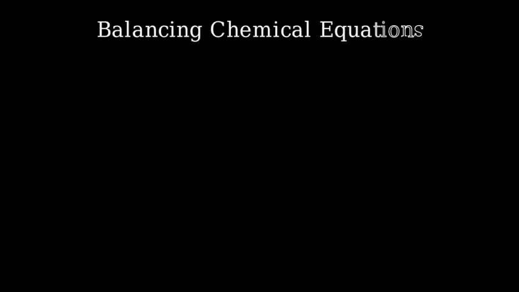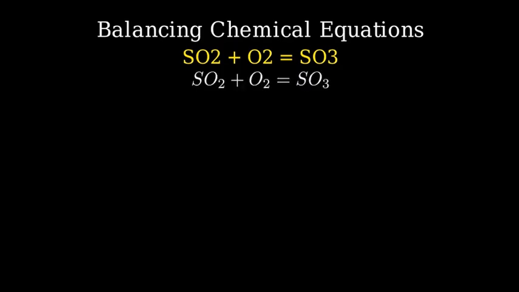Welcome to this tutorial on balancing chemical equations. Today, we'll be looking at a reaction between sulfur dioxide and oxygen to form sulfur trioxide. Let's start by writing out our unbalanced equation. We have SO2 plus O2 equals SO3.